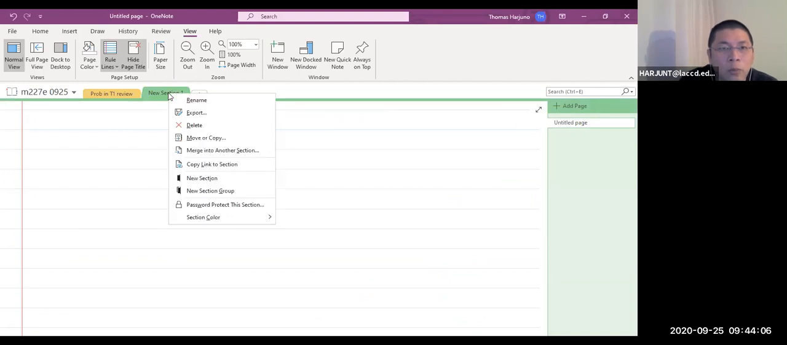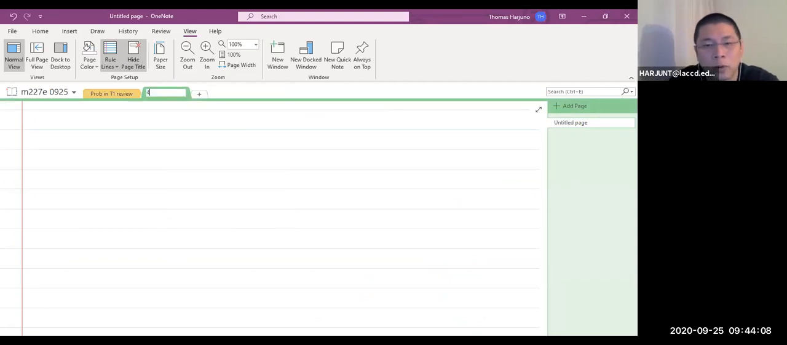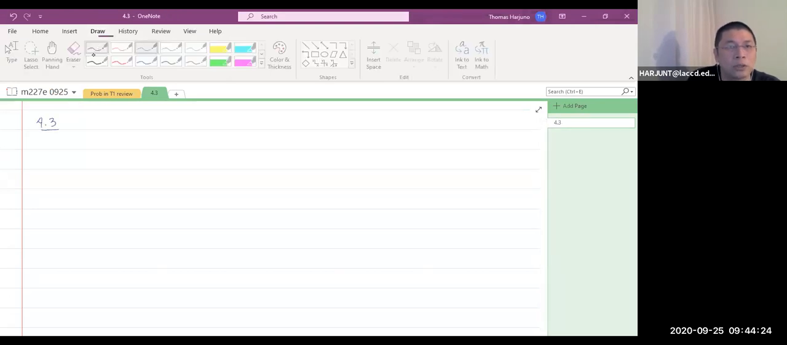Now it's 4.3. Yes, it's 4.3. Okay, 4.3 is on conditional probability.